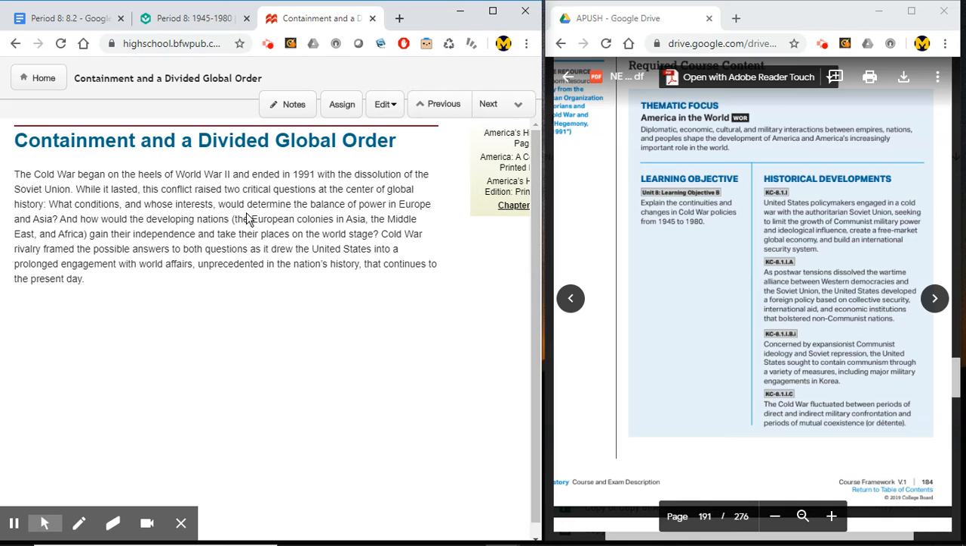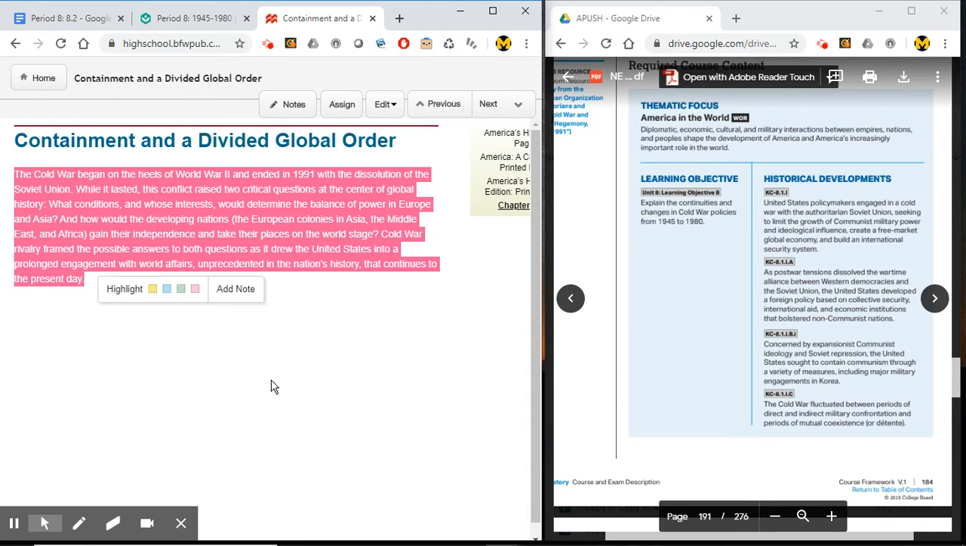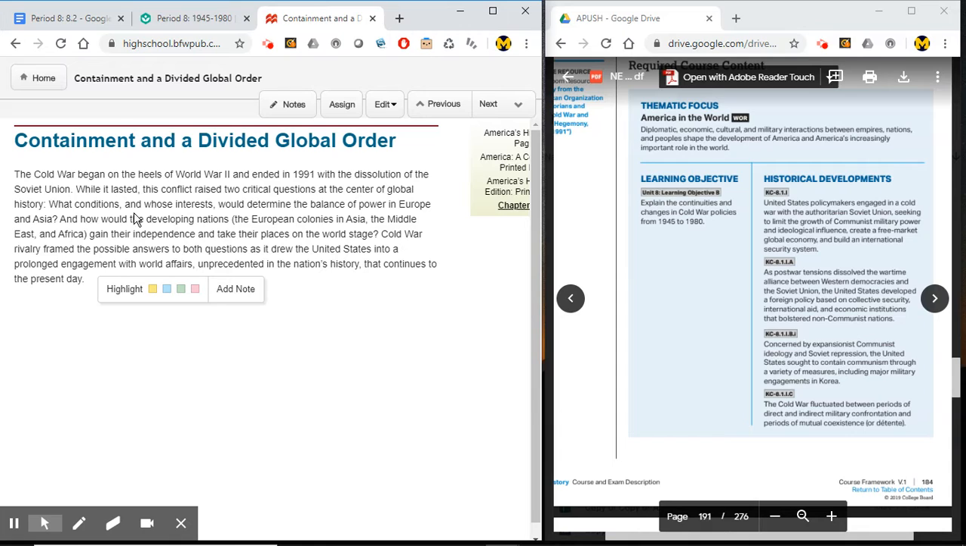Okay, it poses 2 really good questions that we're going to be examining throughout this objective. Okay, and so let me read it out loud to you. I'm reading this section right here. It says, the Cold War began on the heels of World War II and ended in 1991 with the dissolution of the Soviet Union. While it lasted, this conflict raised 2 critical questions at the center of global history. Question number 1, what conditions and whose interests?